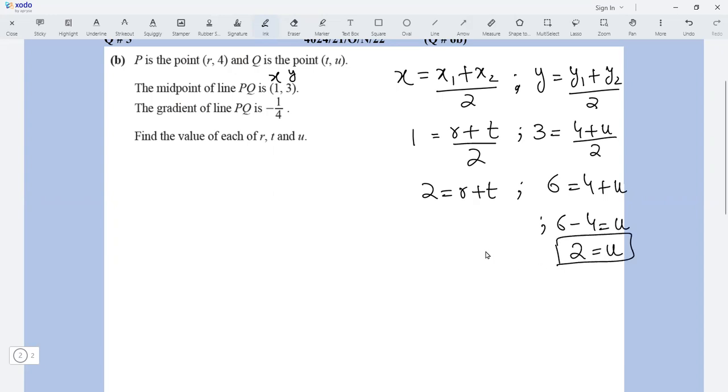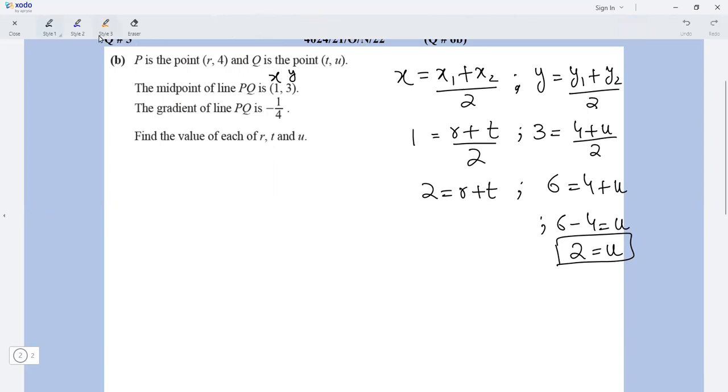But we do not have the values for r and t. So to find the answers for r and t, look at the other information given in the question. That's the gradient. From the gradient, we can find the answers for r and t. So how can we do it? Simply follow me and do what I'm doing here, and check what the result will be.